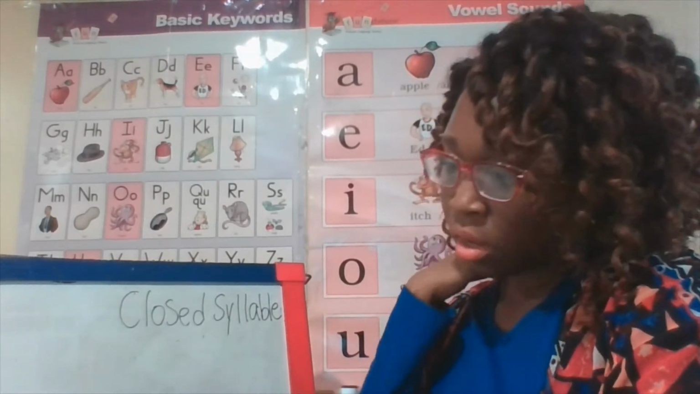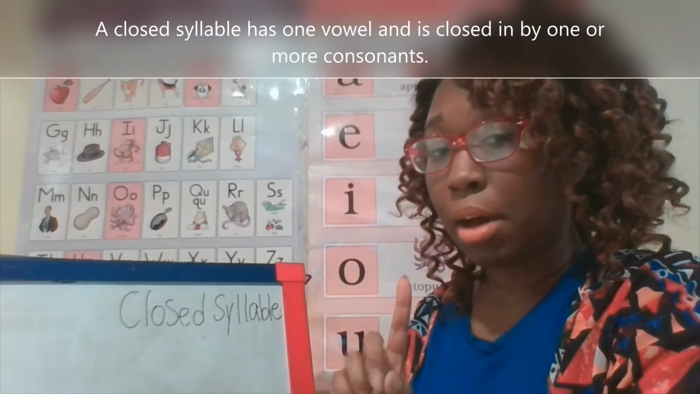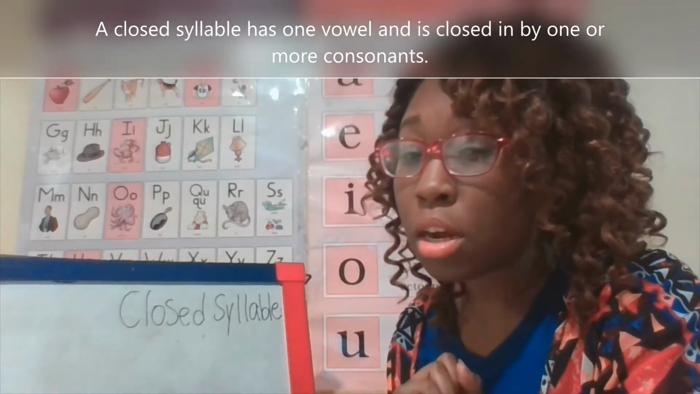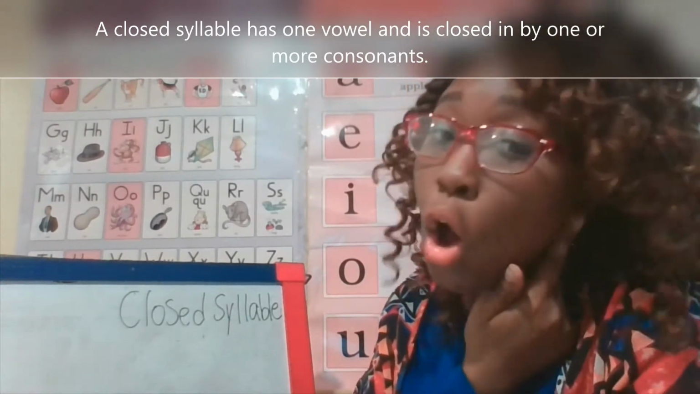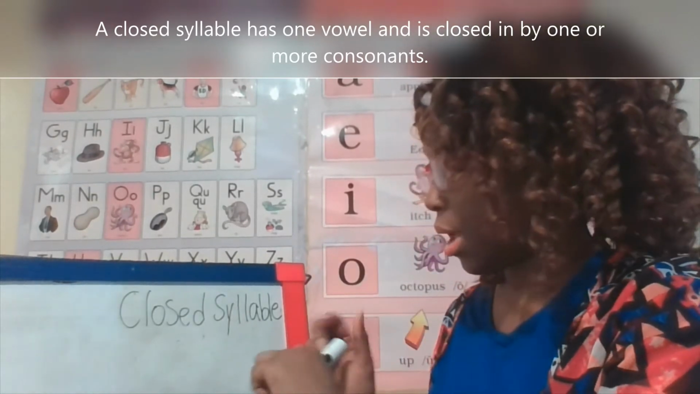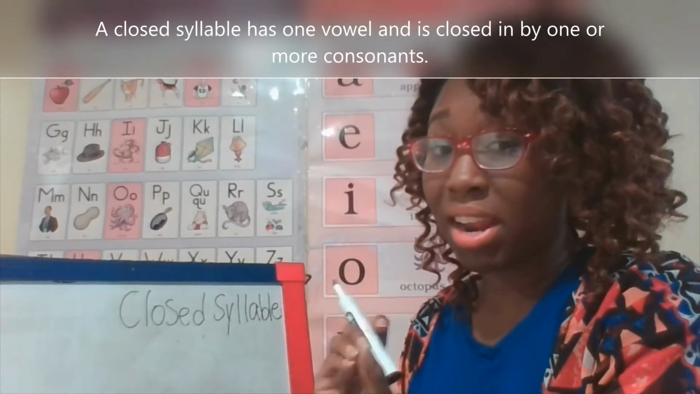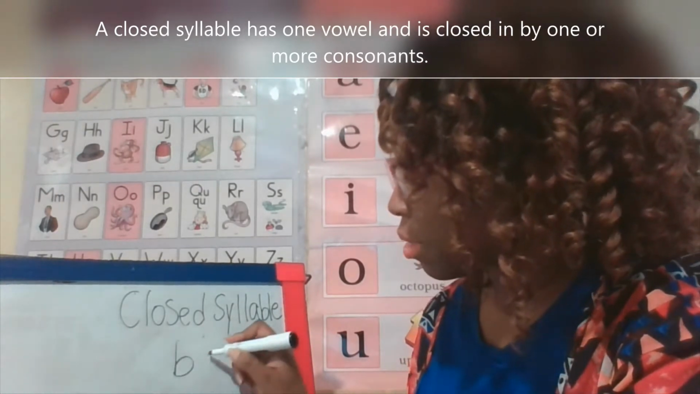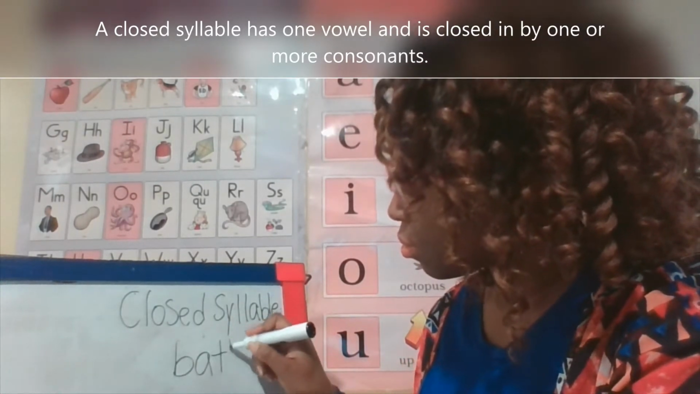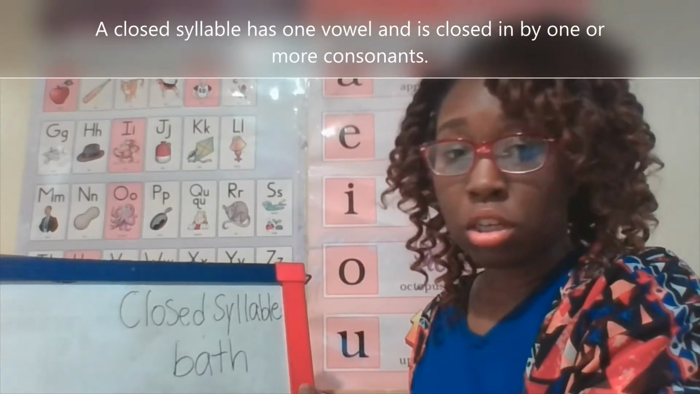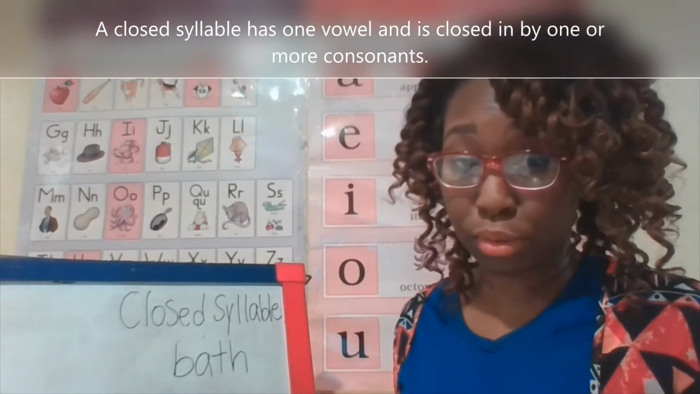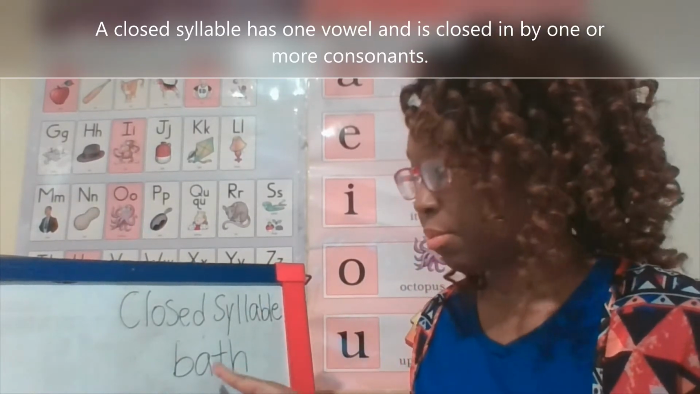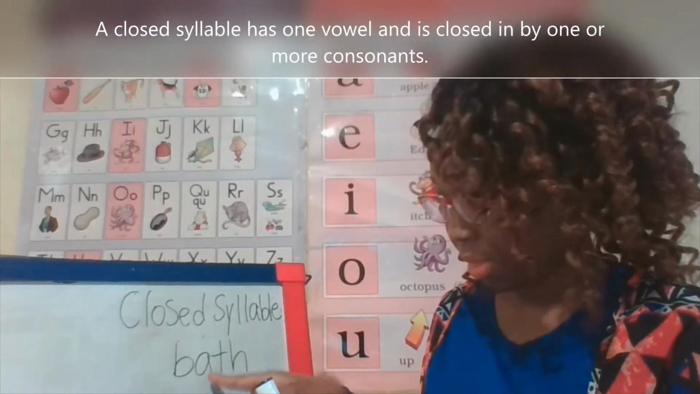Okay? A closed syllable, think about it, it has to have one vowel. How many vowels in a closed syllable? One vowel. Okay. So let me see. I'm going to write an example of a closed syllable. So let's look at the word bath. So let's see if this is a closed syllable. Number one, there should be one vowel. I see one vowel right there.